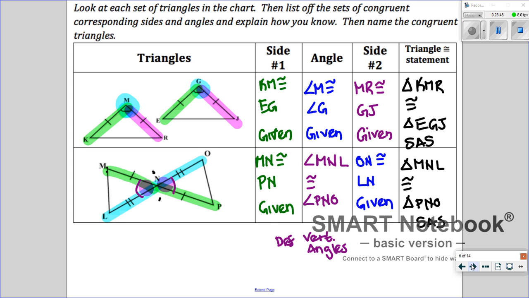It's going to take a while to understand and try to create proofs when it comes to these triangles. But again, if you have any questions, you know that you can email me or ask me during class, so that way you get a better understanding. All right, so this concludes our lesson, and have a nice day.